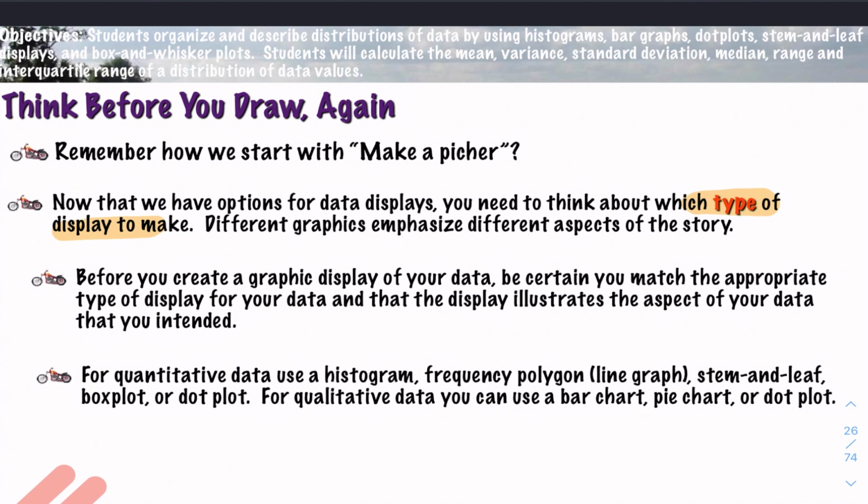Different graphs emphasize different aspects of the story. So before you create a graphic display of your data, be certain you match the appropriate type of display to your data and that the display illustrates the aspects of your data that you intend. For quantitative data, use a histogram or a line graph, stem and leaf plot, box plot, or dot plot. For qualitative or categorical data, you use a bar chart, pie chart, or dot plot.